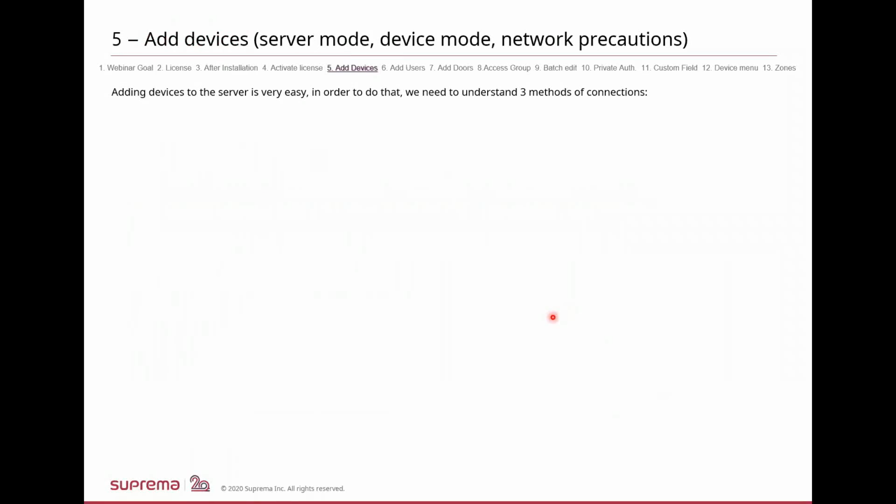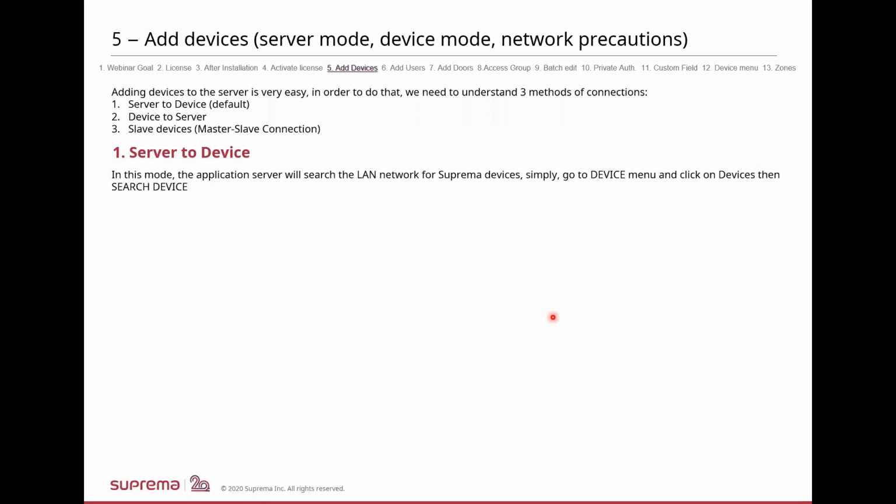So adding a device to the server is very easy. In order to do that, we need to understand three methods of connection. Server to device, which is the default connection of each device you have purchased from Suprema. Device to server, which I will explain now, and slave devices, which we call master-slave connection. So let's start with server to device, which is the default.